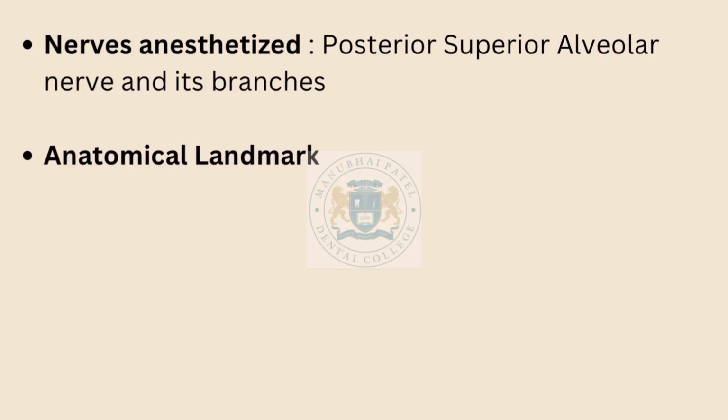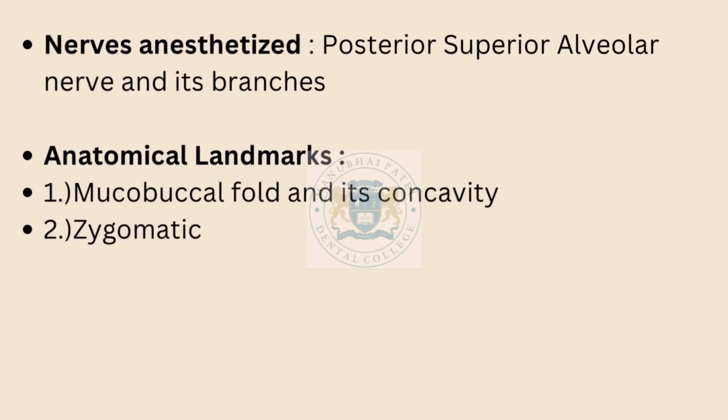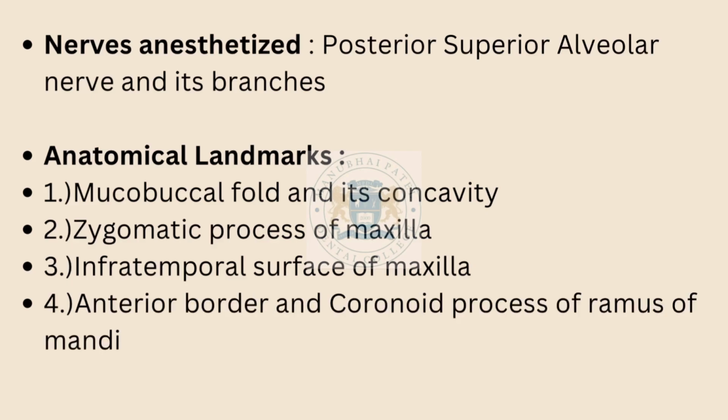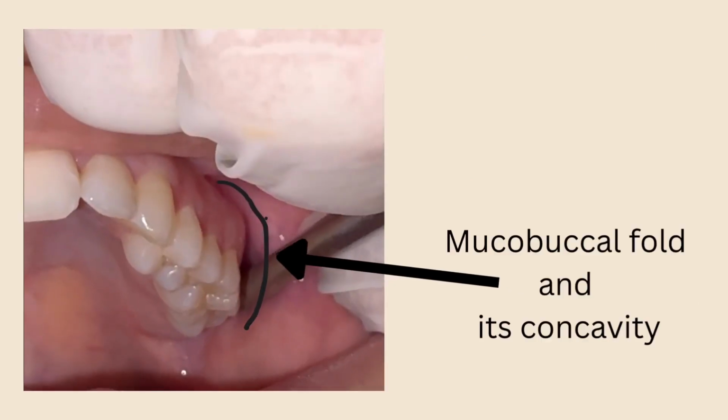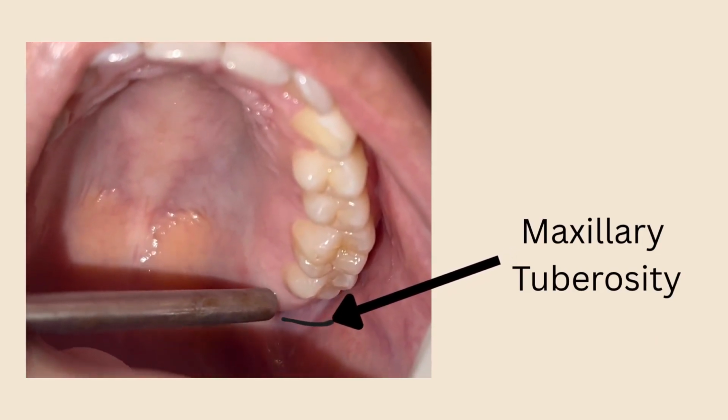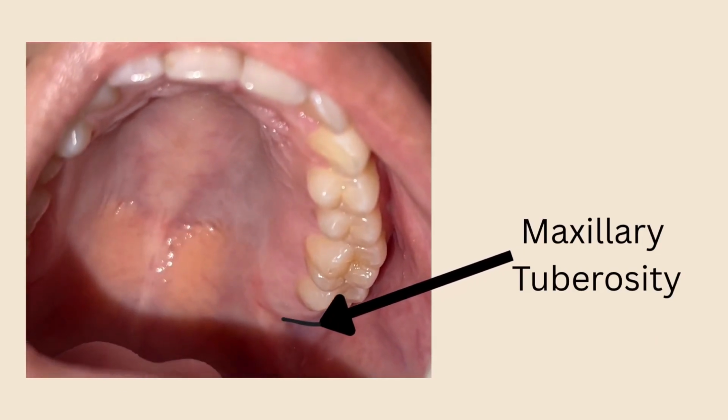Its anatomical landmarks include: 1. Mucobuccal fold and its concavity. 2. Zygomatic process of maxilla. 3. Infratemporal surface of maxilla. 4. Anterior border and coronoid process of ramus of mandible. 5. Maxillary tuberosity. The line shows the mucobuccal fold and its concavity. The marking shows the maxillary tuberosity.